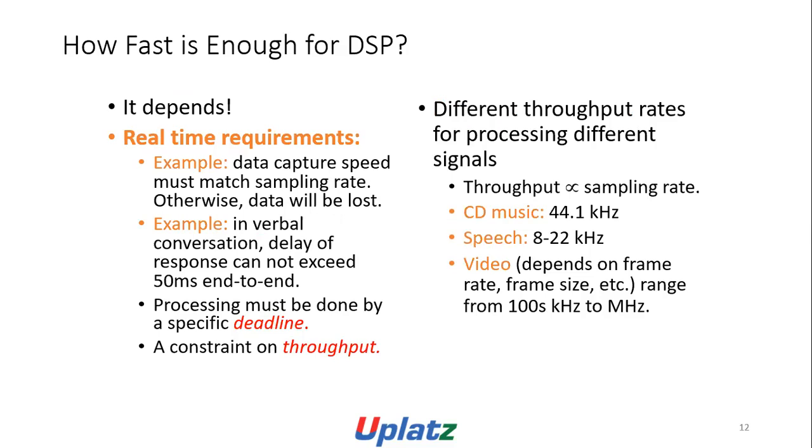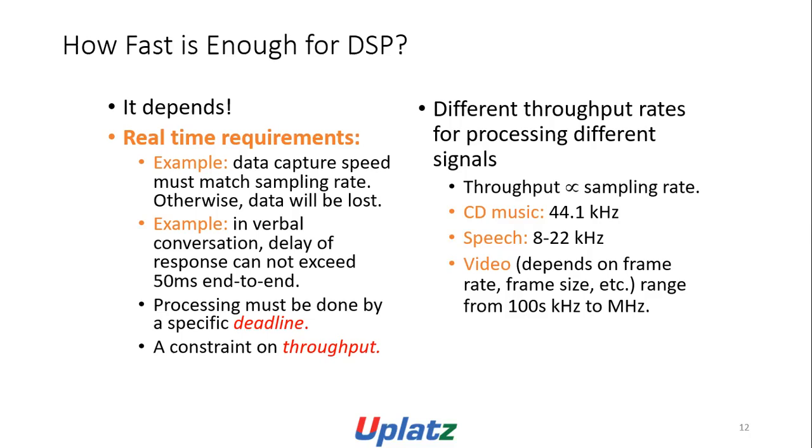Now, how fast is fast enough? It depends on real-time requirements. Data capture speed must match the sampling rate, otherwise data will be lost. For example, in verbal conversation, the delay of response cannot exceed 50 milliseconds end-to-end. Processing must be done by a specific deadline, a constraint on throughput, with different throughput rates for processing different signals.